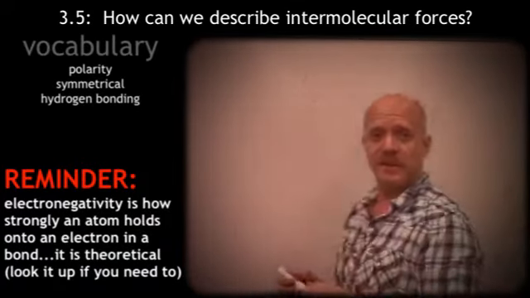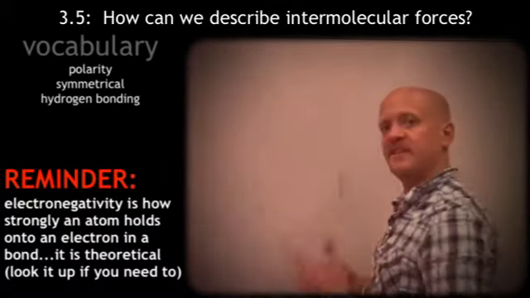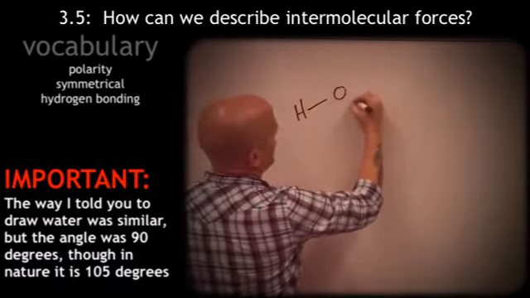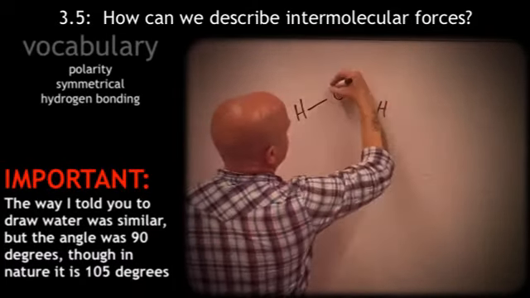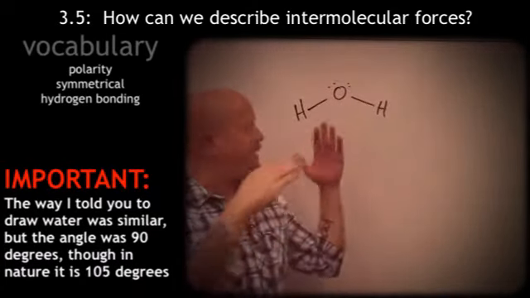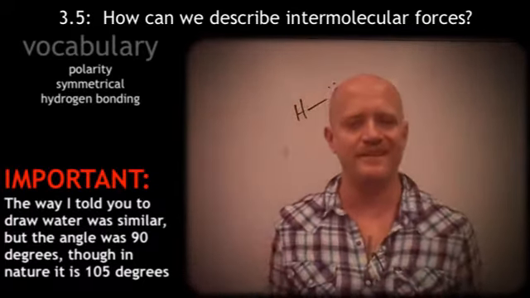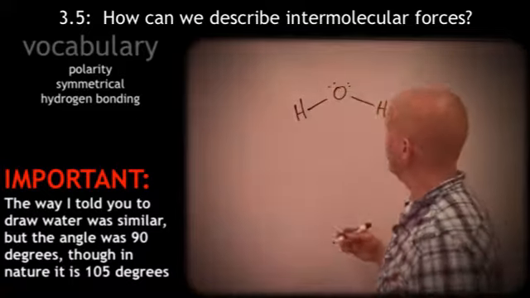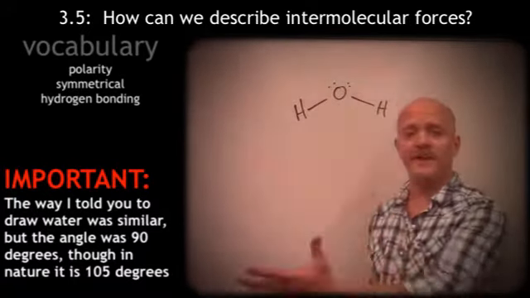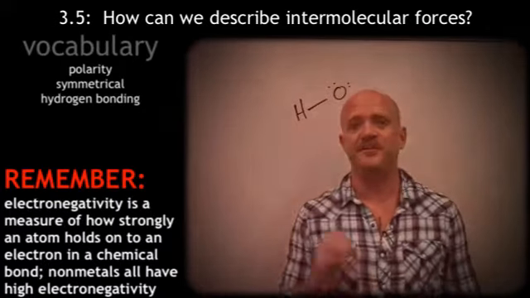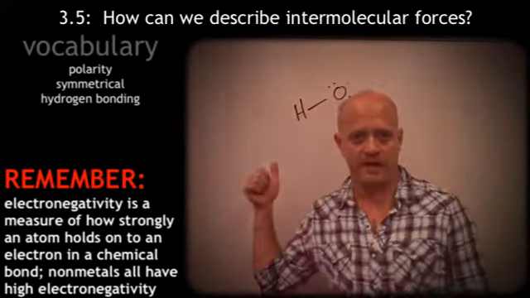So what I'm going to do is use water as an example throughout this entire process. If I draw a water correctly, this is the way that it looks in nature. In fact, it has a 105-degree angle, and we'll get into the details of that in a lab in the future. So what we're going to do when we try to figure out polarity is look at the electronegativity values for each one of the atoms in this molecule.